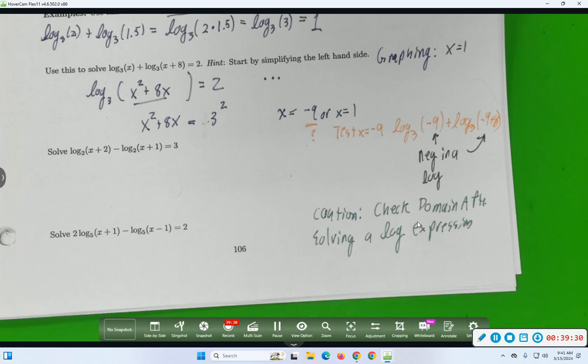I was also gonna ask, if we tested -9 and we saw that it wasn't an answer, that means automatically we wouldn't have to test x equals 1 because we know that one's the answer. Some equations have no solutions. I wouldn't even say you have to plug in x equals -9 and see if it solves the equation. Just think about, is -9 in the domain?